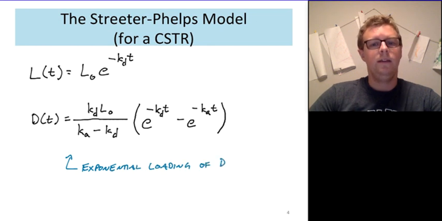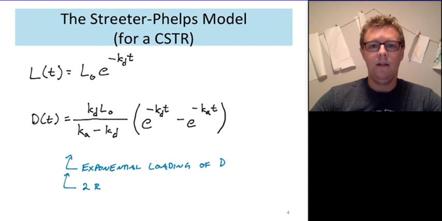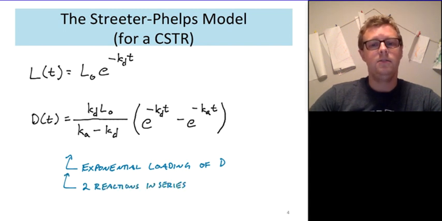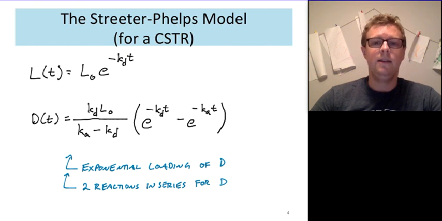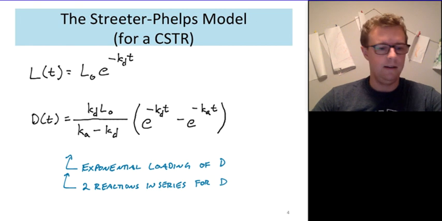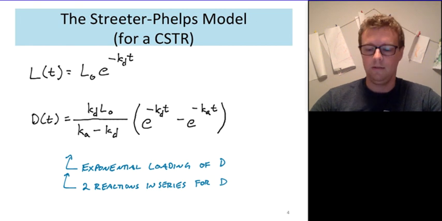One is that it looks awfully similar to what we did for exponential loading back when we did particular solutions for a single CSTR. The other I want you to notice is that you've got two competing reactions in series: Kd that's generating the deficit, and Ka that's removing the deficit. So although this is derived for a specific example, this really just matches that exponential loading case that we looked at in, I think, lecture 4 of the textbook.